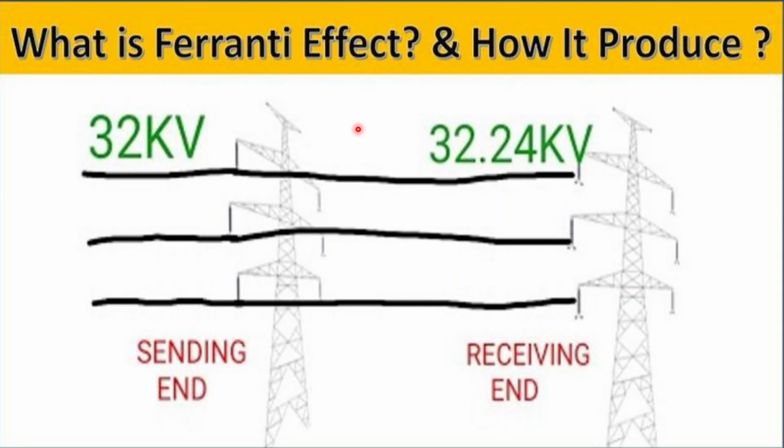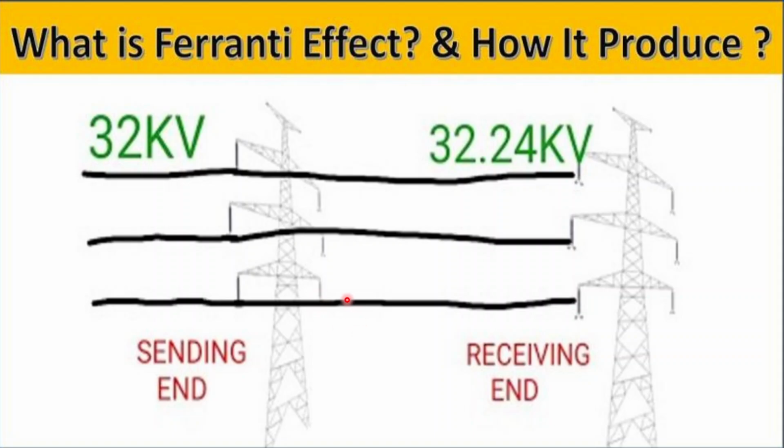So how can we explain the Ferranti effect? First, capacitance and inductance. Transmission lines have inherent capacitance and inductance. Capacitance is the ability to store electrical energy in an electric field, while inductance is the ability to store it in a magnetic field. These properties are distributed along the length of the line.